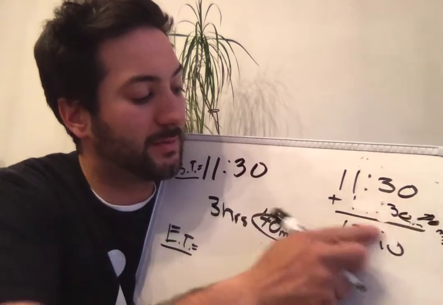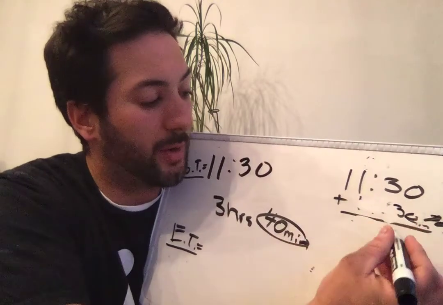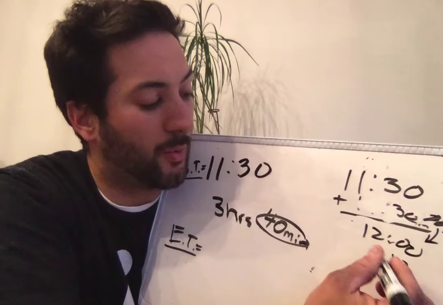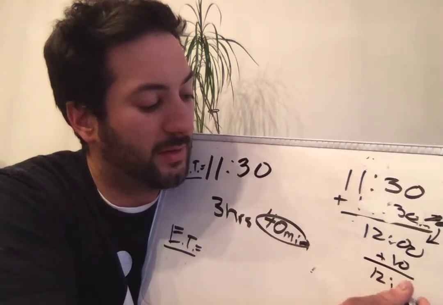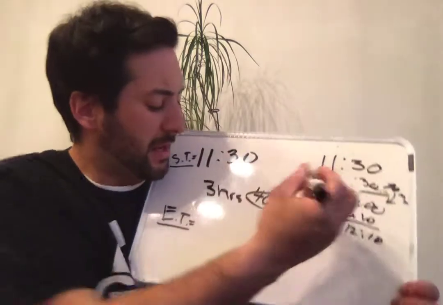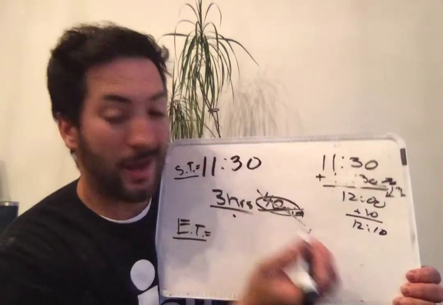I can add 30 minutes. Okay, 30 minutes is 12 o'clock. Then I can use my 10 minutes and add 10 more, and now it's 12:10. Right? Kind of understand why I'm doing that, hopefully. Now, we've gotten rid of our 40 minutes. Now, from here, it's easy.